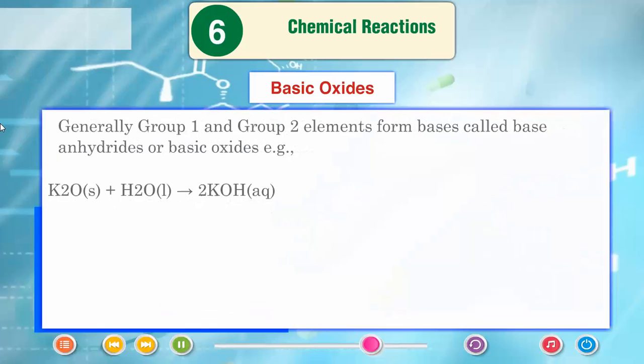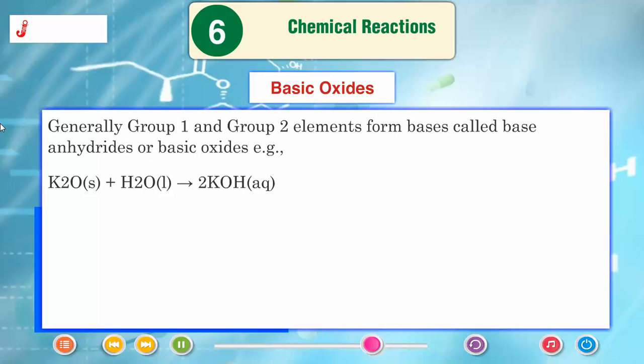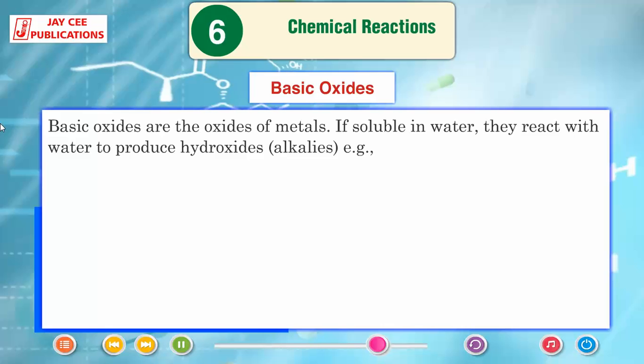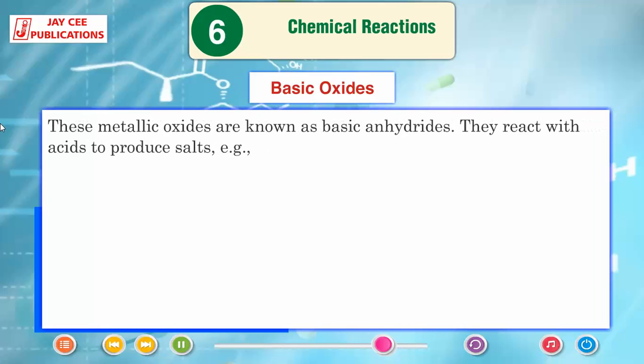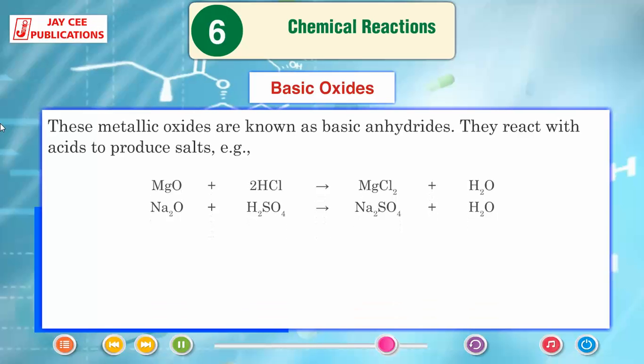Basic oxides. Generally, group 1 and group 2 elements form bases called basic anhydrides or basic oxides. Example: K2O(s) plus H2O(l) gives 2KOH(aq). Basic oxides are the oxides of metals. If soluble in water, they react with water to produce hydroxides or alkalis. These metallic oxides are known as basic anhydrides. They react with acids to produce salts.